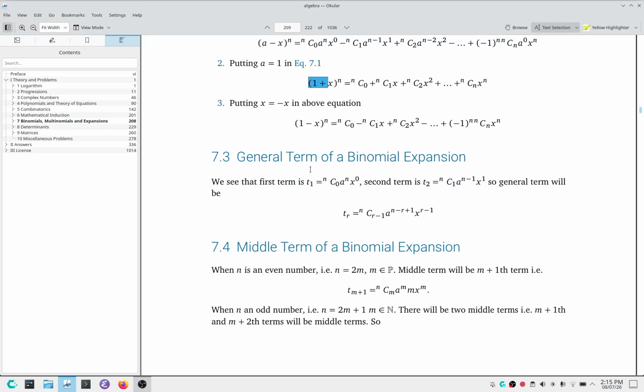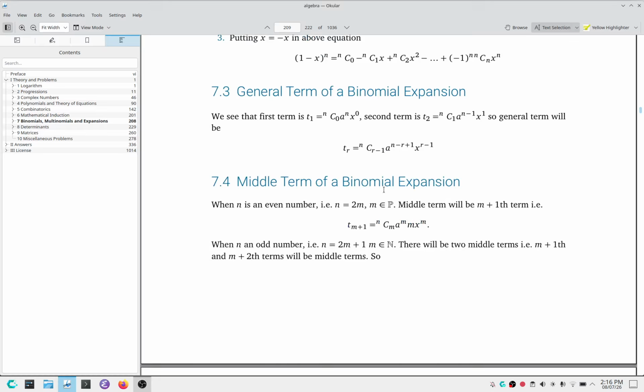Now we look at the general term of the binomial expansion. The general term is nC(r minus 1) a raised to the power n minus r plus 1 x raised to the power r minus 1.